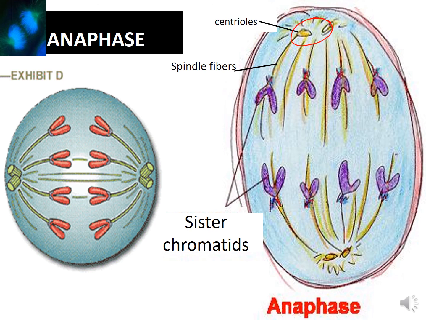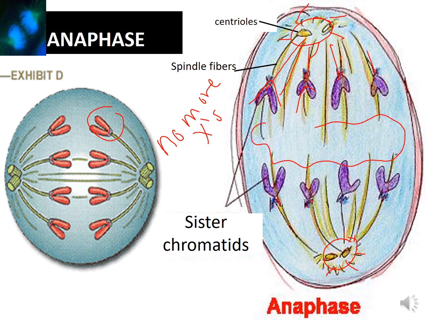So here you're going to have the centrioles here. Now you realize these are no longer X's, no more X's. They look like what? V's. Okay? So you have the V's and you see the spindle fibers are pulling them away. There is a gap in between. This is anaphase. Again, pause and draw.